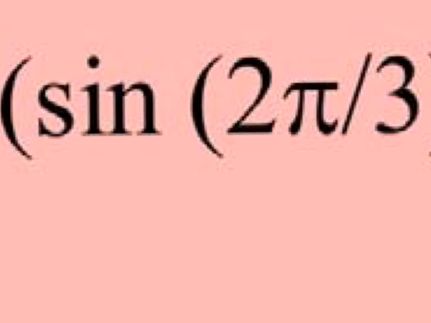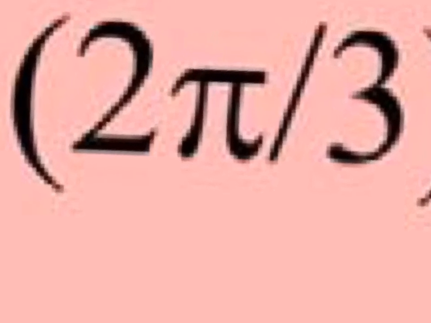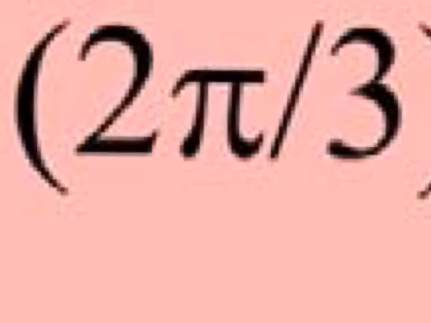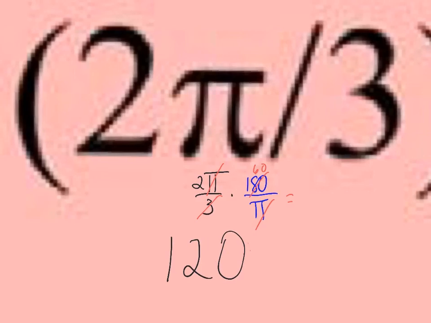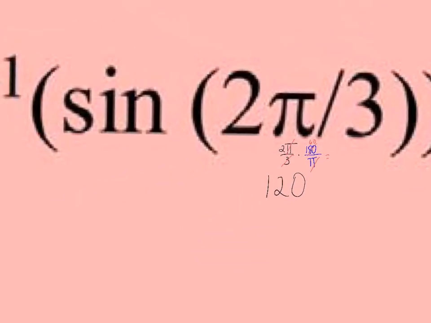What is the sine of 2 pi over 3? Even more in depth, what is 2 pi over 3? Multiply that by pi on the denominator, 180 on the numerator, cancel, cancel. This is the same as 120 degrees. So what is the sine of 120 degrees?